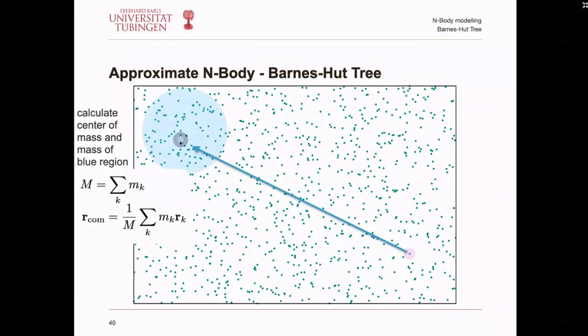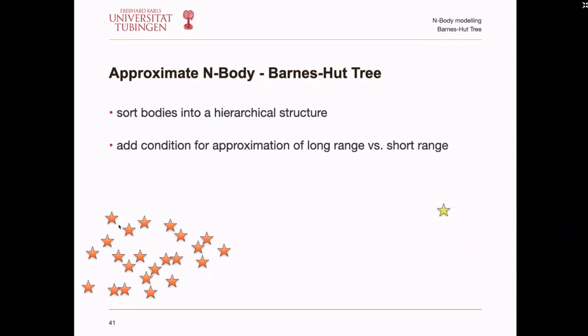What we need is we have to sort these bodies in a hierarchical structure, because we have to somehow know when we can approximate them by a pseudo particle, and we need a condition for this approximation. To do so, think of this: we have here now some star field, or a bunch of stars, red stars here on the left-hand side, and our yellow star, where we want the force acting on it. We first have to sort these bodies in a hierarchical structure. We will show this later, how this is done. And then we have to add a condition for the approximation of long range versus short range.